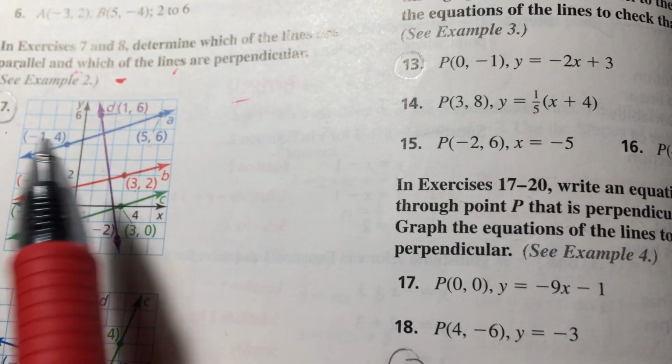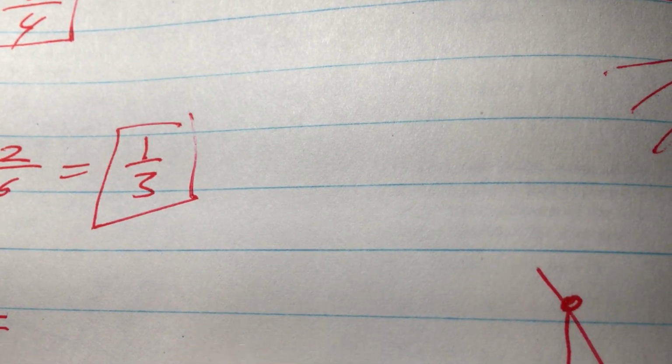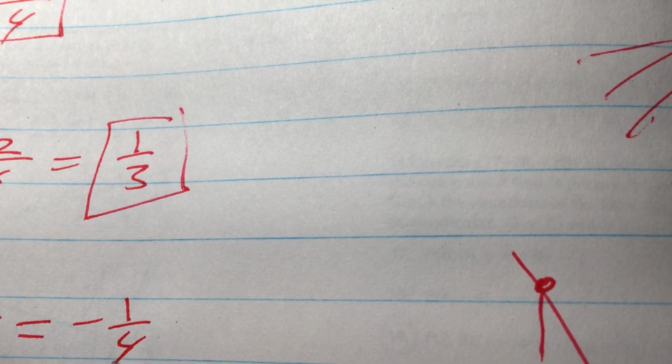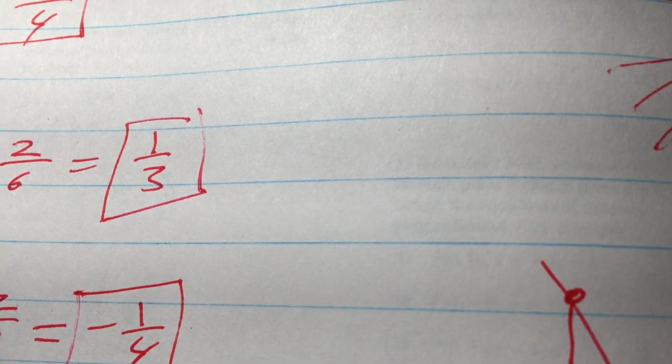Is the slope positive or is the slope negative? The slope is negative, and that simplifies to negative 1 over 4. So this is the slope.